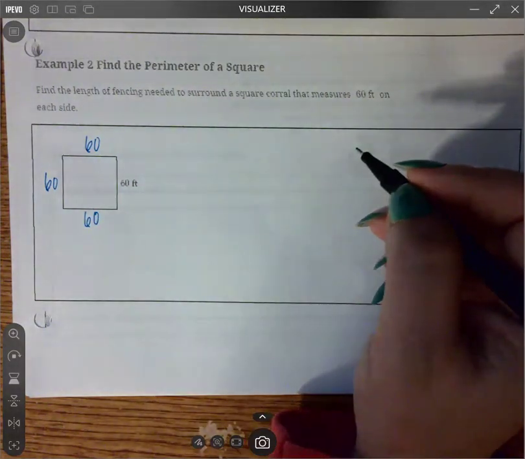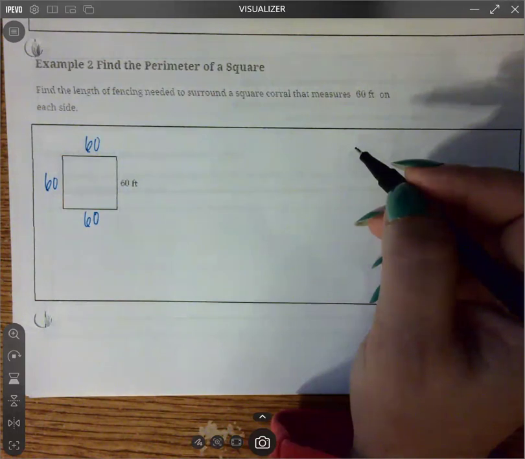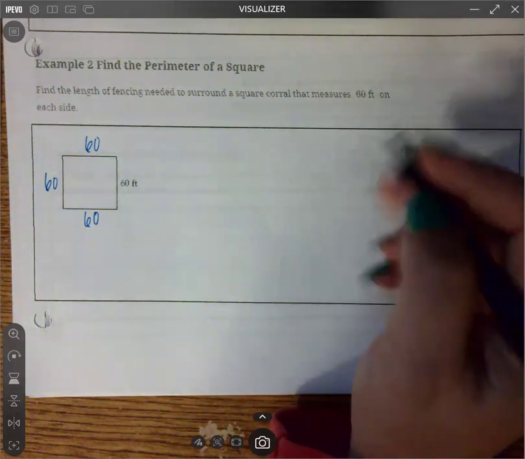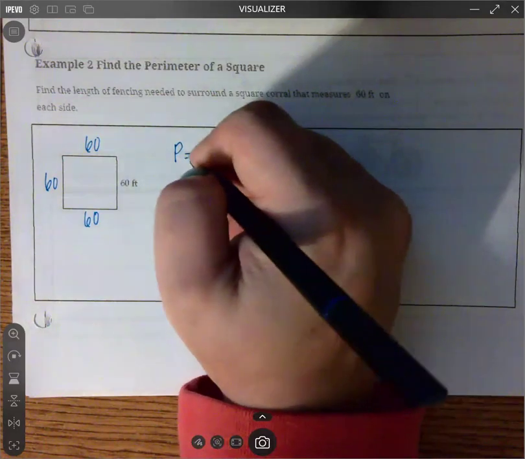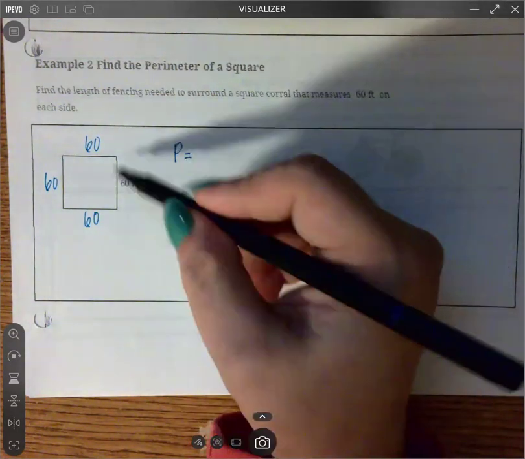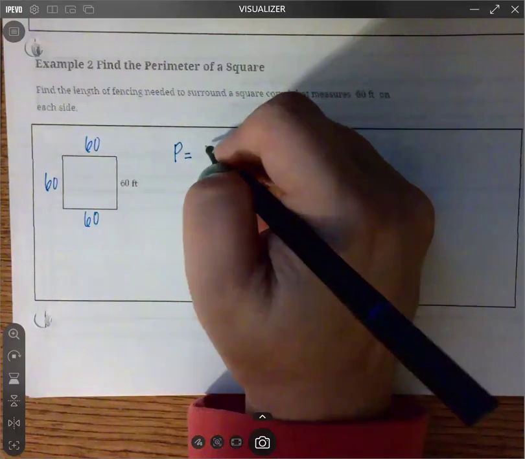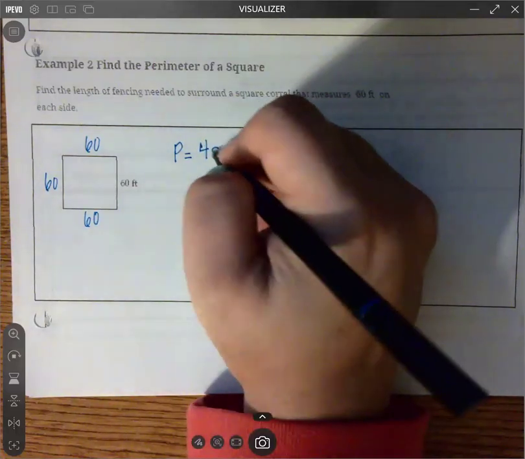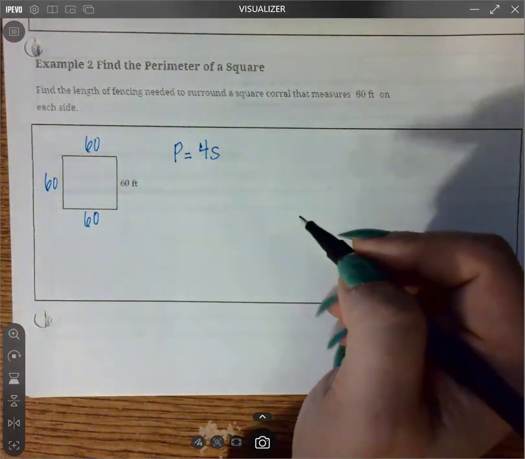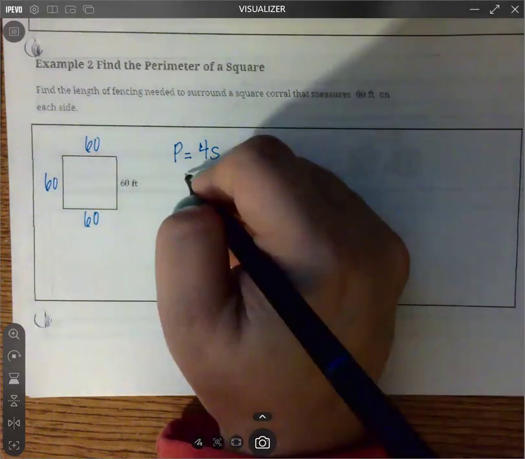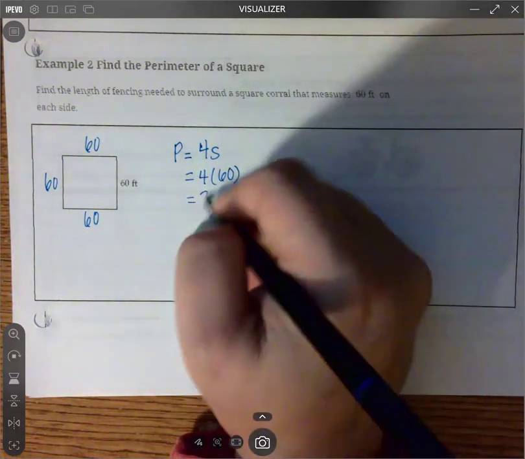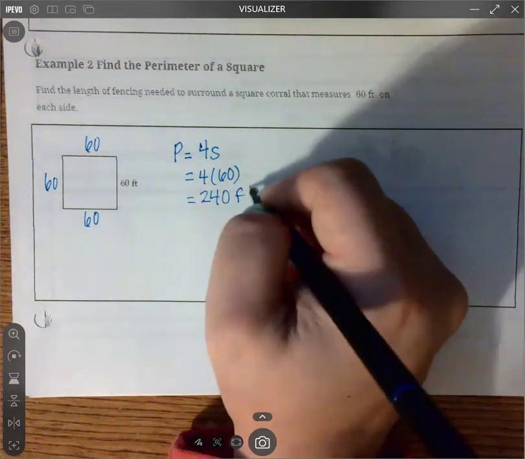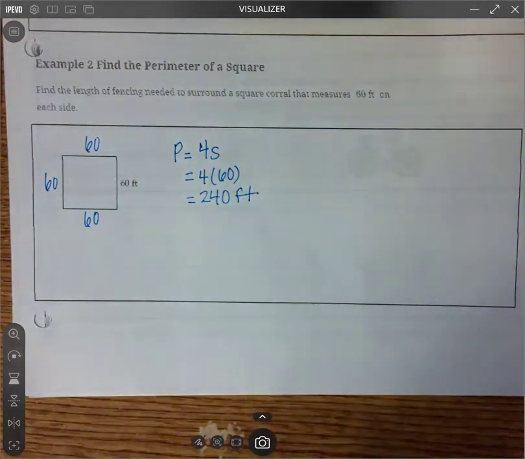Our situation for this one says find the length of fencing to surround a square corral that measures 60 feet on each side. Again, we could use the same formula we did for the rectangle, just knowing that the length and width are the same. Or we can use the perimeter of a square formula, which is 4 times S, or the side length. So 4 times 60, or 240 feet. Again, perimeter is a distance.